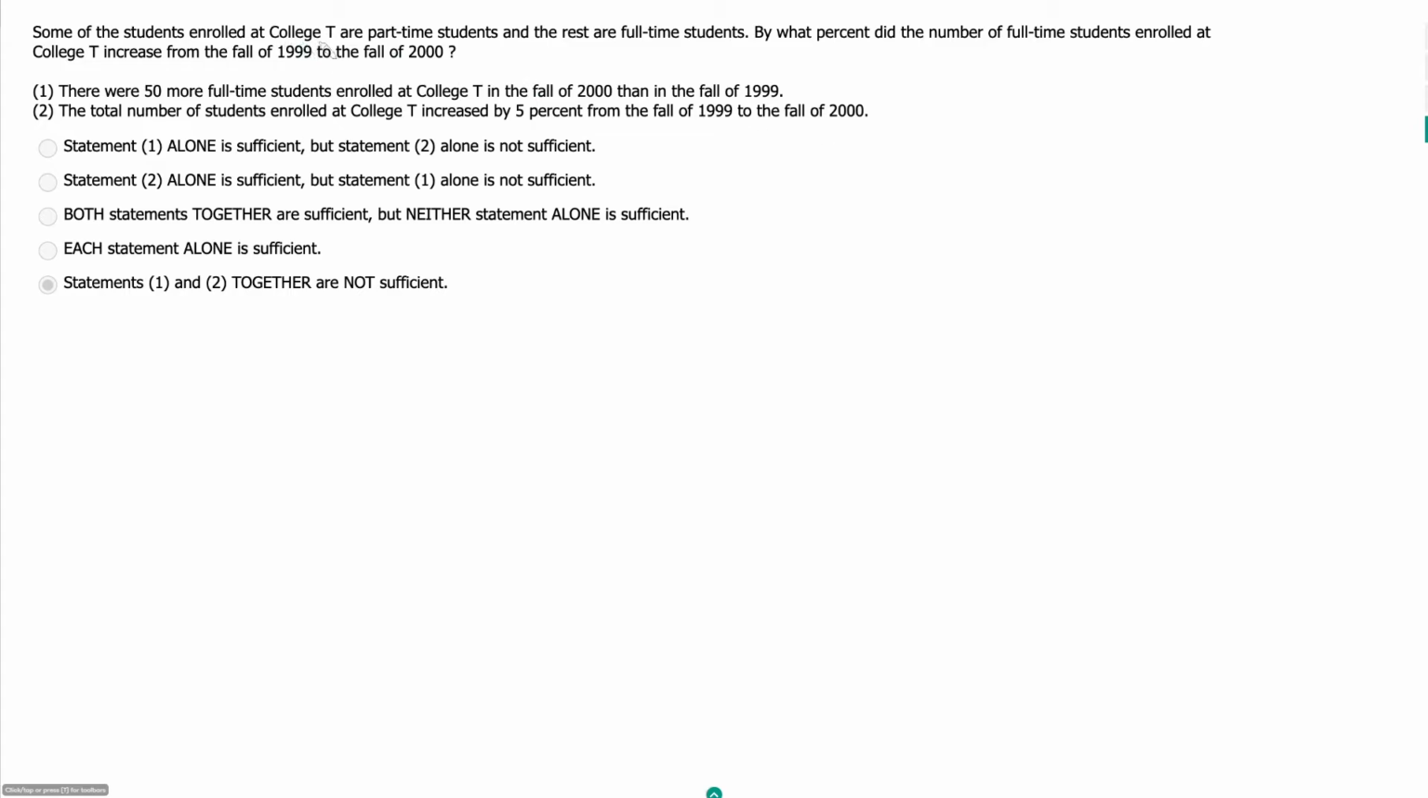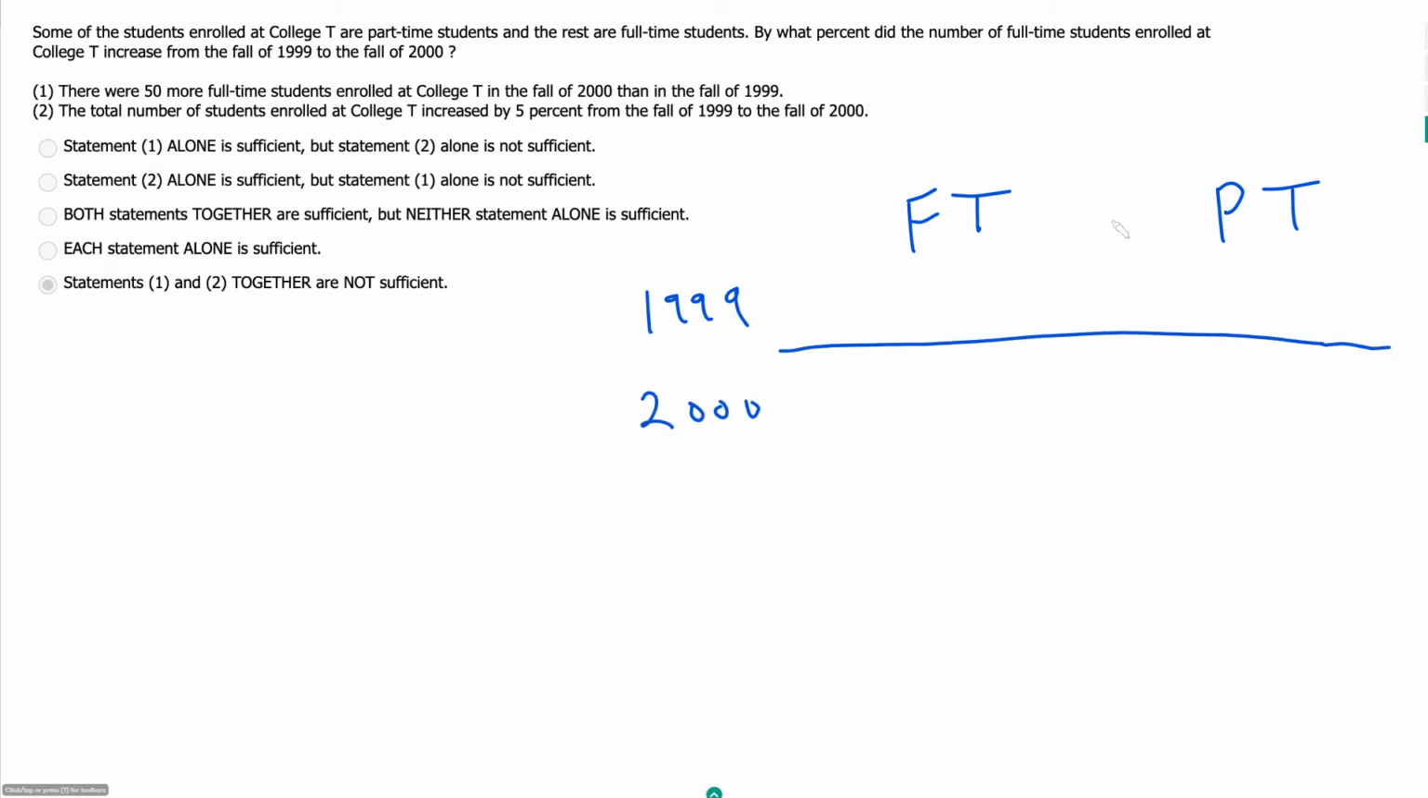And so if we do that, what are our two groups? We've got our full-time students, and then we have our non-full-time students. From the way they phrase it, non-full-time really just means part-time. So we've got full-time and part-time, and then students enrolled in 1999, then 2000. And this is our matrix.